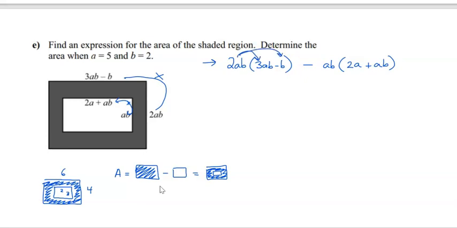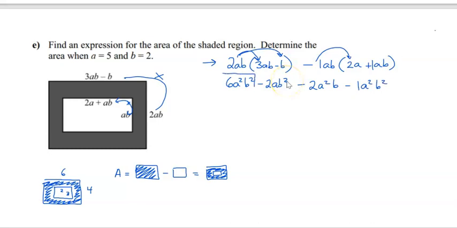2ab multiplied to 3ab is 6a squared b squared. 2ab multiplied to negative b is negative 2ab squared. For our next distribution, we're going to distribute with the negative. Negative 1 times 2 is negative 2a squared b. Negative 1 times 1 is negative 1a squared b squared.